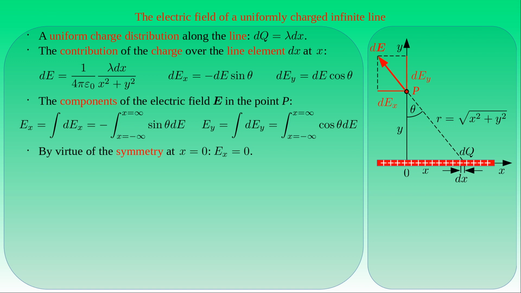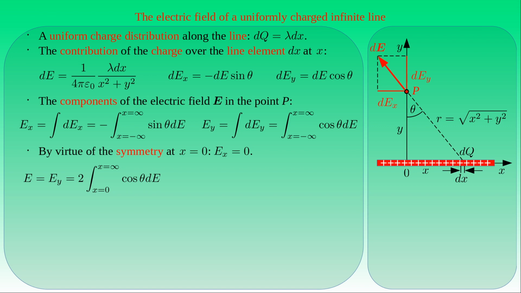Since the contributions of the charge elements on the left and right-hand sides of the origin are the same, it is enough to take 2 times the integral of the contributions in the y direction over the half of the x-axis. Now we see that the magnitude of the electric field E is equal to its y component, and the substitution of the result obtained for Ey into this formula gives 2 times the line integral of cosine theta with respect to the magnitude of E from the origin of the line to infinity.